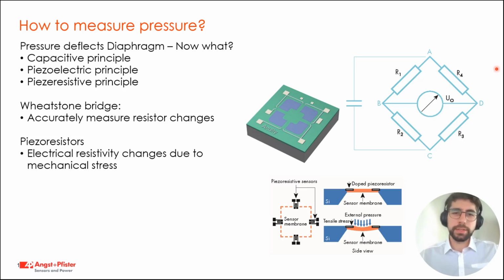Taking the picture here as an example, let's assume that all resistors are equal. Power is applied between A and C, and as a result, the voltage between B and D is 0. If R2 and R4 now rise, and R1 and R3 drop in resistance, there is a positive voltage between B and D. This allows us to accurately measure resistor changes on the MEMS die.